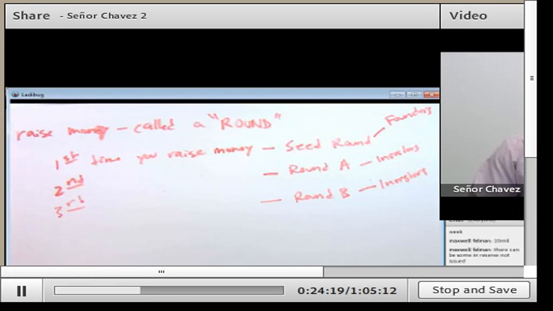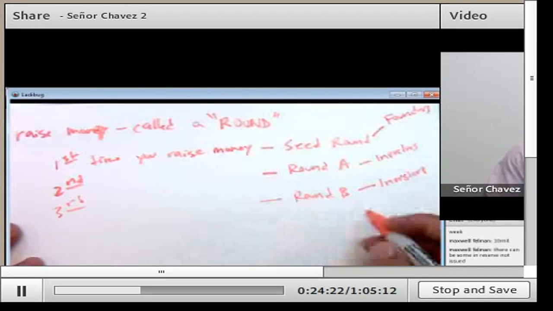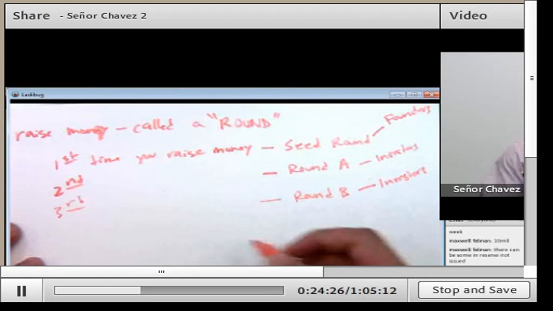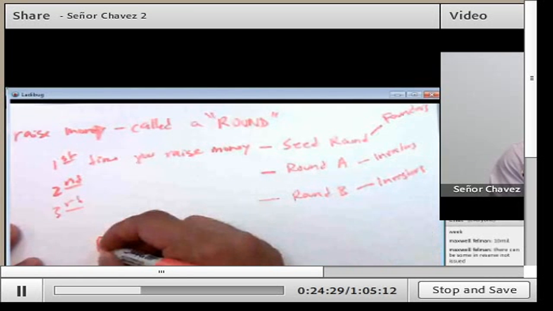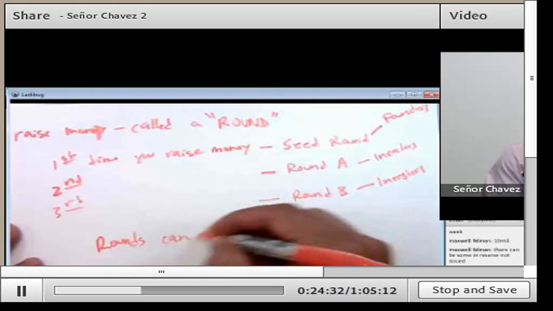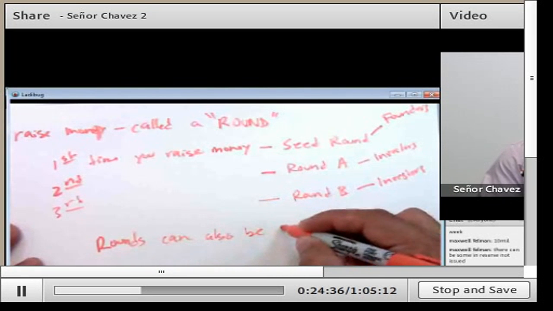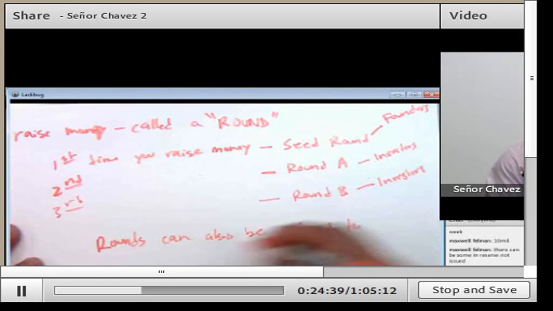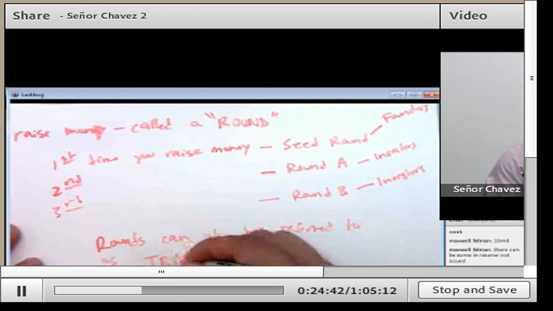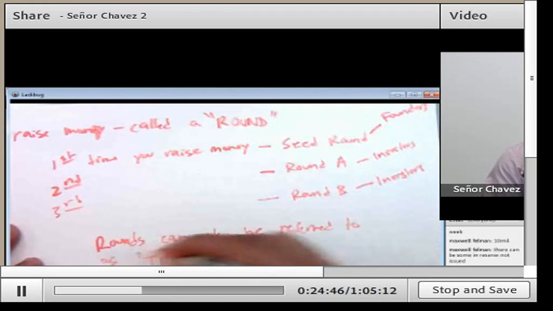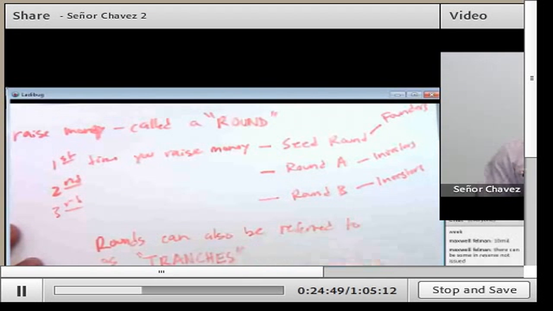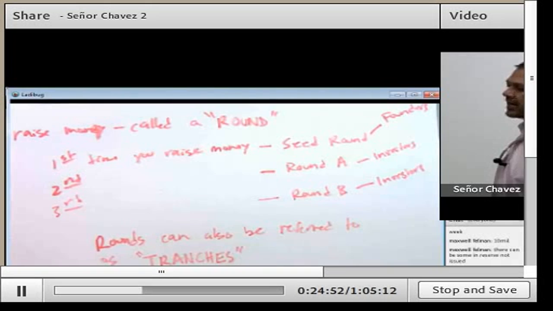Now, rounds can also be referred to as tranches. So you have the first tranche of funding is your seed round, the second tranche of funding is your round A, your third tranche of funding is your round B, et cetera, et cetera. These terms you need to know because you're going to be raising money for your business at some point.